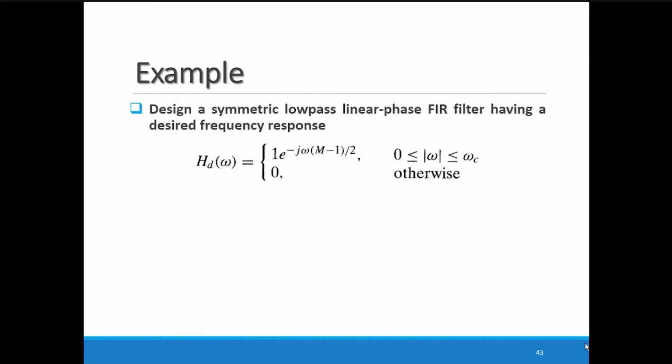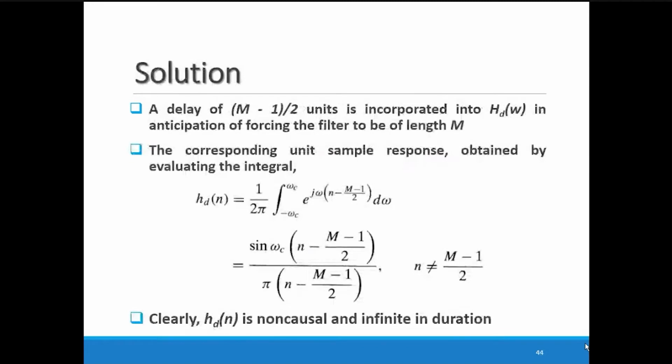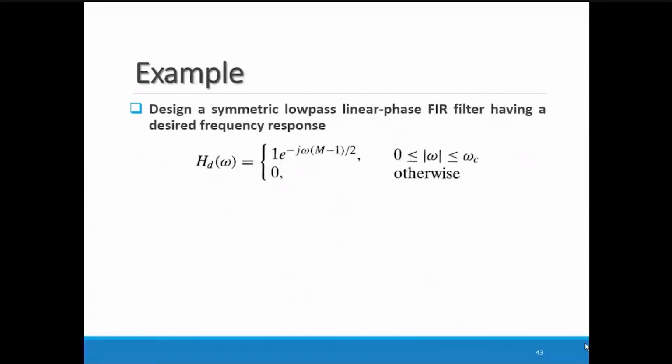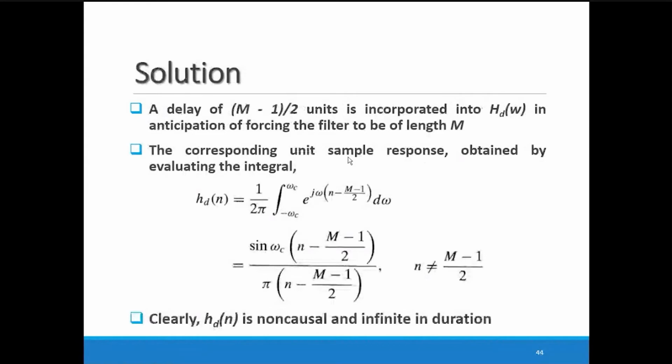So the first step is a delay of (M minus 1)/2 units is incorporated into H_d(omega) in anticipation of forcing the filter to be of length M. To make the filter of size M, as this is (M minus 1)/2, a symmetric filter is given to you. So we are adding this delay into H_d(omega) in anticipation of forcing the filter to be of length M.